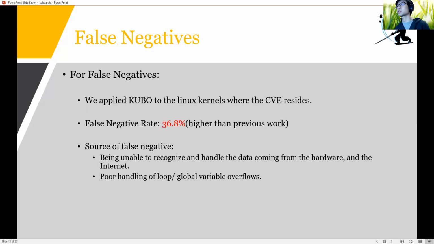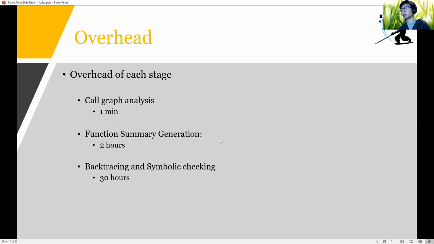In terms of false negatives, it is a little higher than the previous work, which virtually has no false negatives. The source of false negatives mainly comes from our focus on user space input rather than other kinds of input, like input from hardware or from the internet. Also, we used a simple loop unrolling strategy, which did some damage to the false negatives. Lastly, for the overhead, unsurprisingly, most of the time is consumed in the backtracing and symbolic checking stage. Overall, the whole framework uses 32 hours to finish, which we think is a reasonable time.